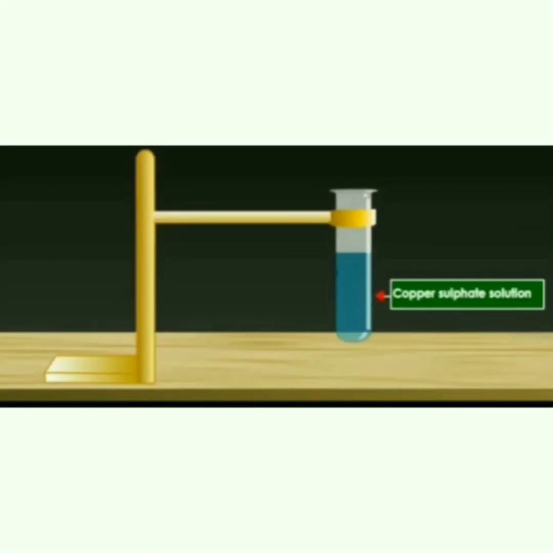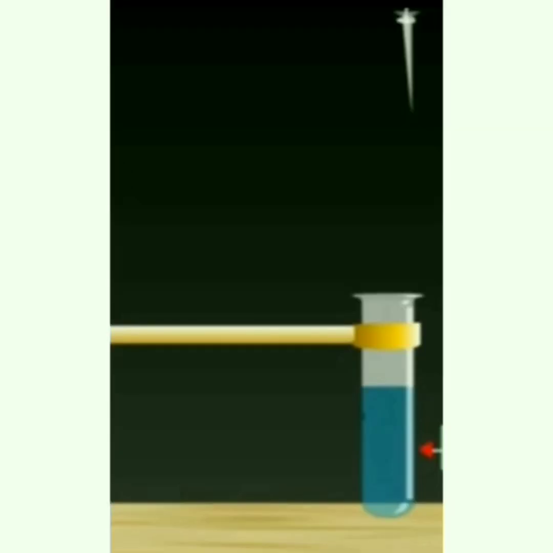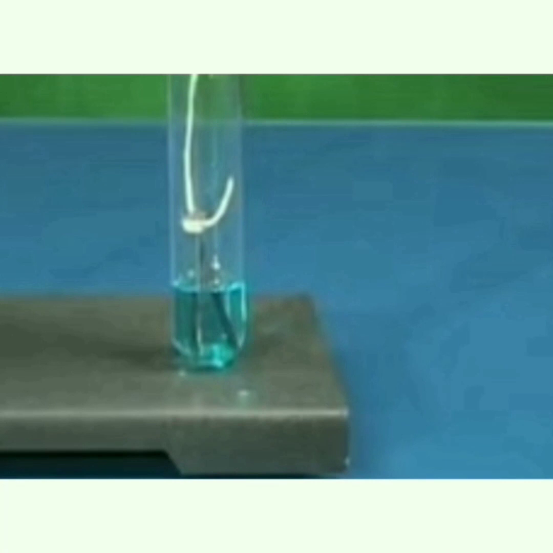Take a test tube and add 10 ml copper sulfate solution. The color of copper sulfate solution is blue. Take an iron nail. Tie the iron nail with thread and suspend it carefully in the copper sulfate solution. After half an hour, we can observe that the blue color changes to green and a brown deposit is formed on the iron nail.